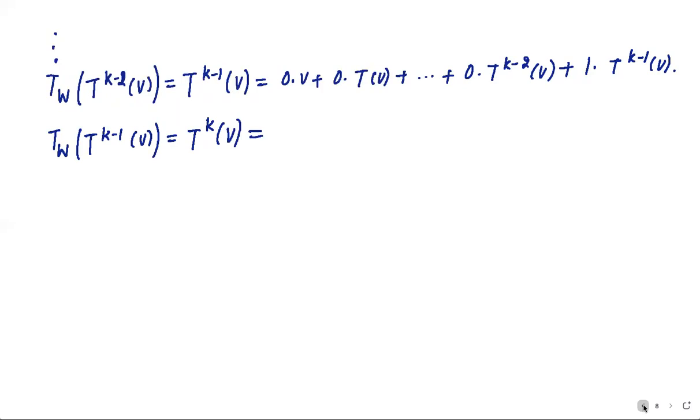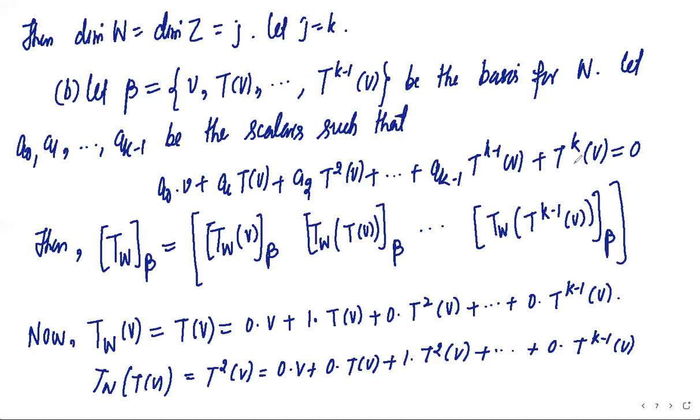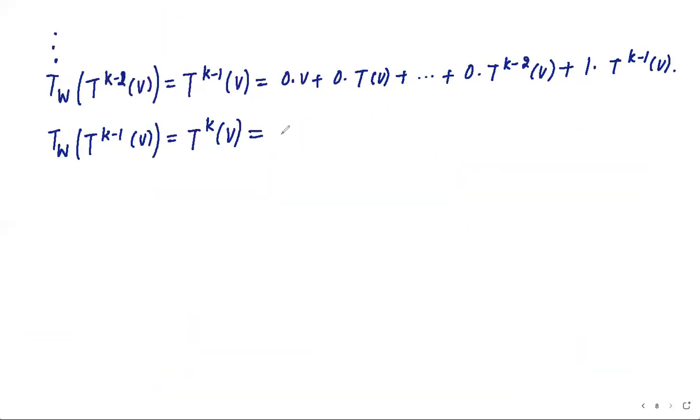Now this T^k of v can be obtained from this given polynomial. We have this T^k of v is equal to minus a0 v minus a1 T of v minus a2 T square of v, then minus a(k-1) T^(k-1) v. So this is equal to minus a0 v minus a1 T of v, then minus so on, minus a(k-1) T^(k-1) of v.